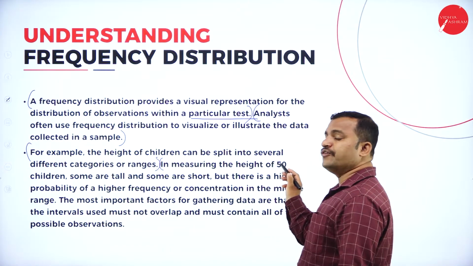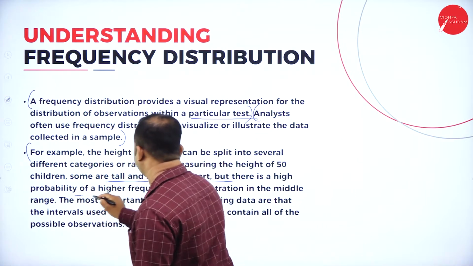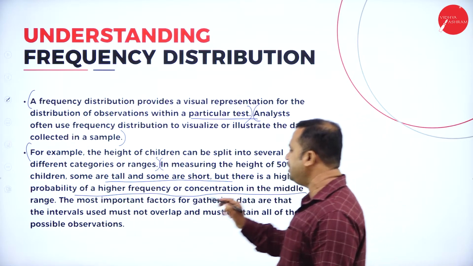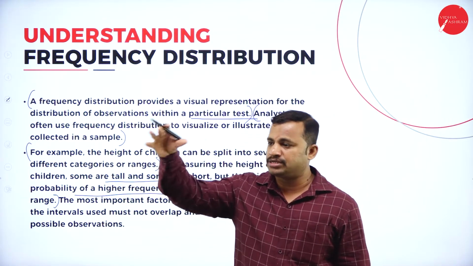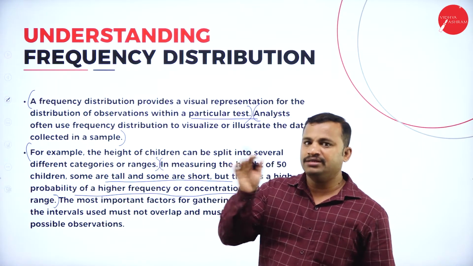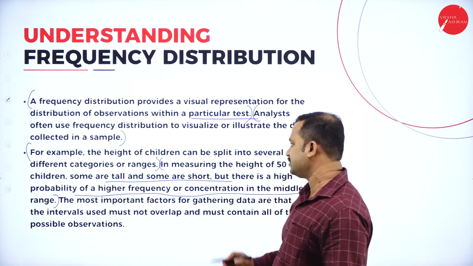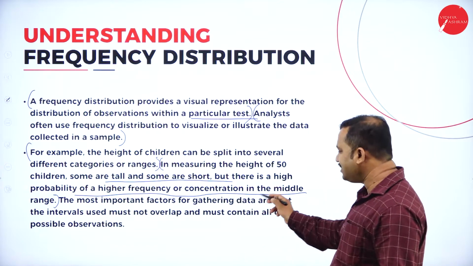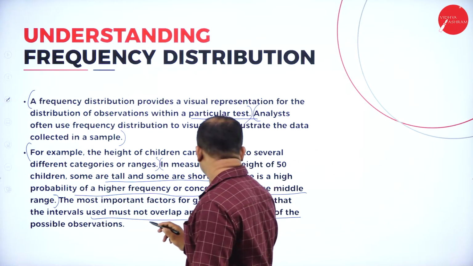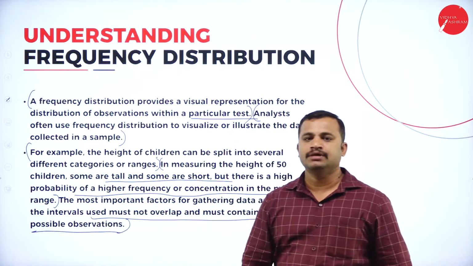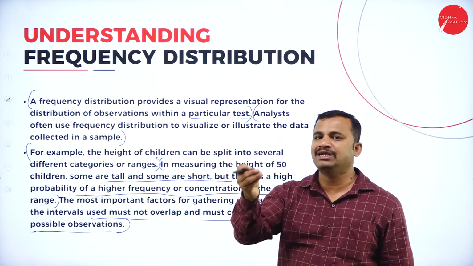In measuring the height of 50 children, some are tall and some are short, but there is a high probability of higher frequency or concentration in the middle range. That means the average of that is considered because we have short people as well as taller people. Considering the average of these, we will get the intermediate value. The most important factors for gathering data are that the intervals used must not overlap and must contain all of the possible observations.